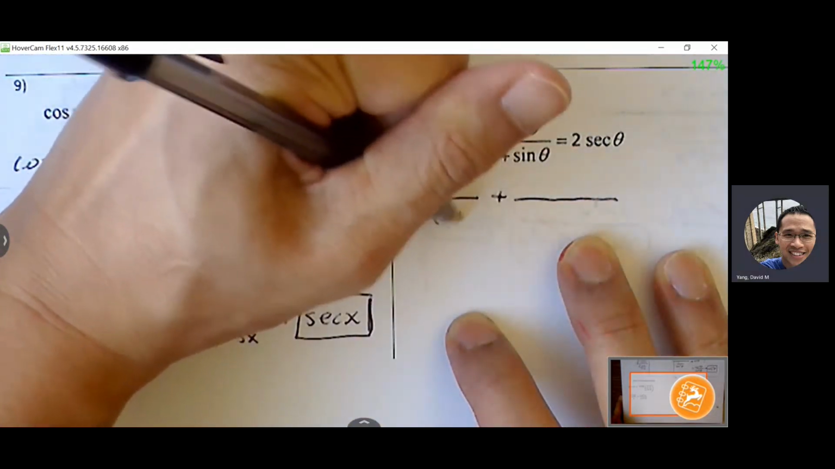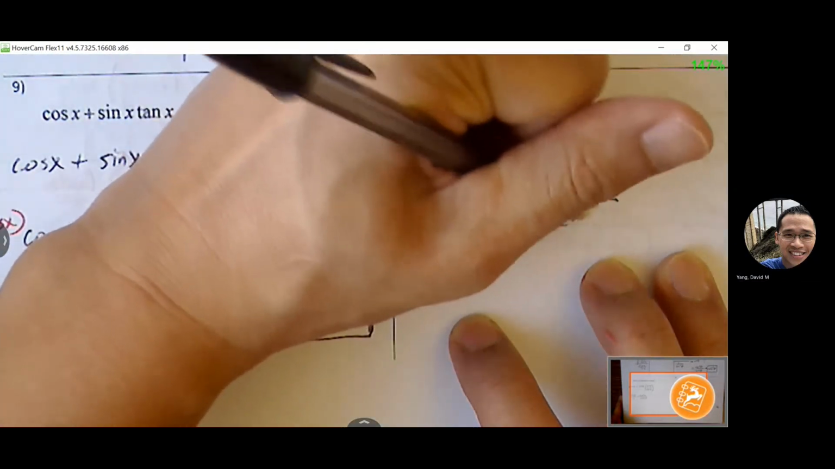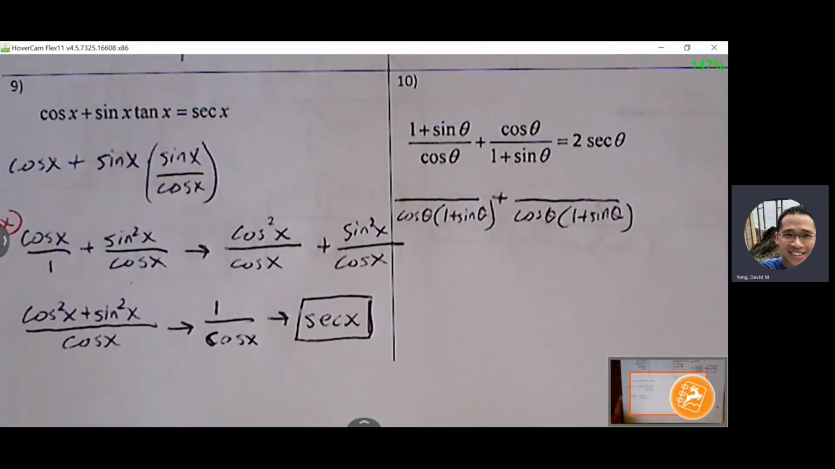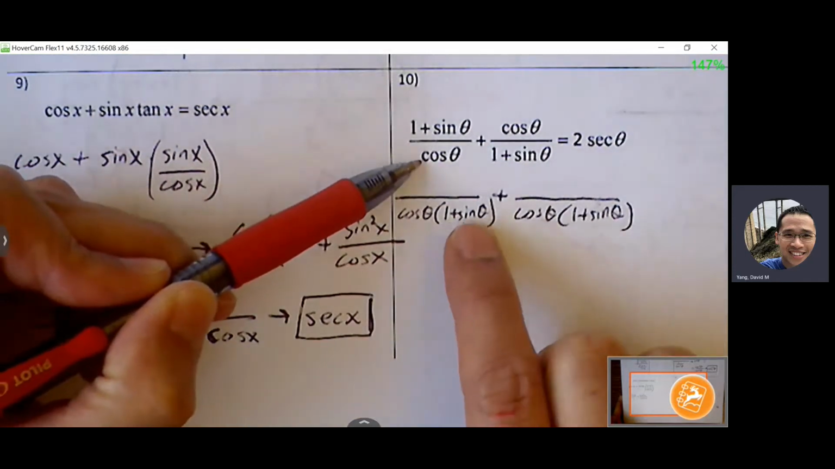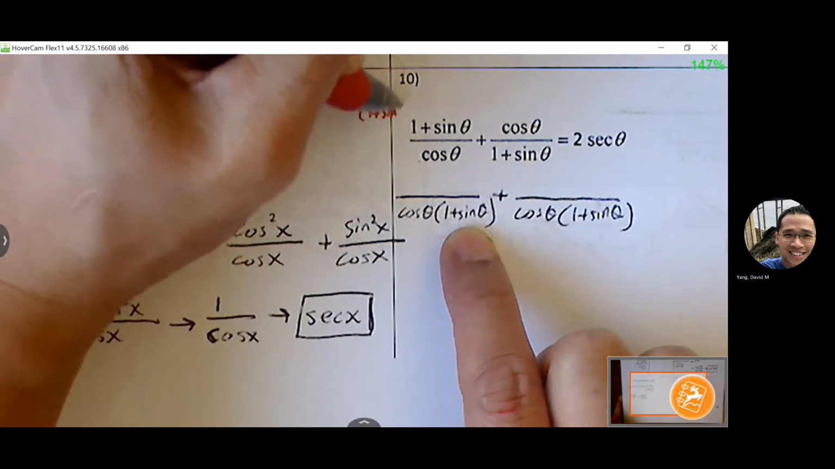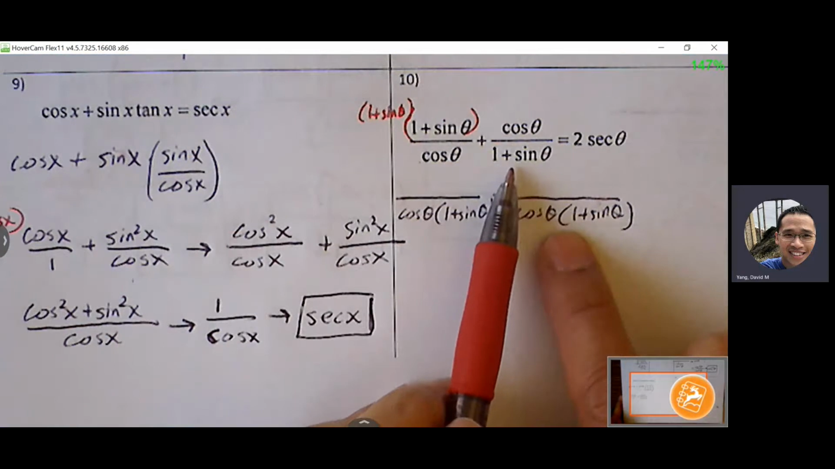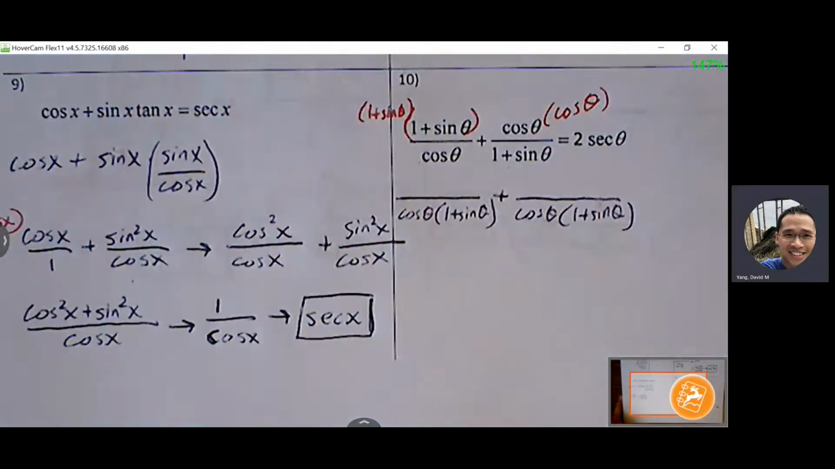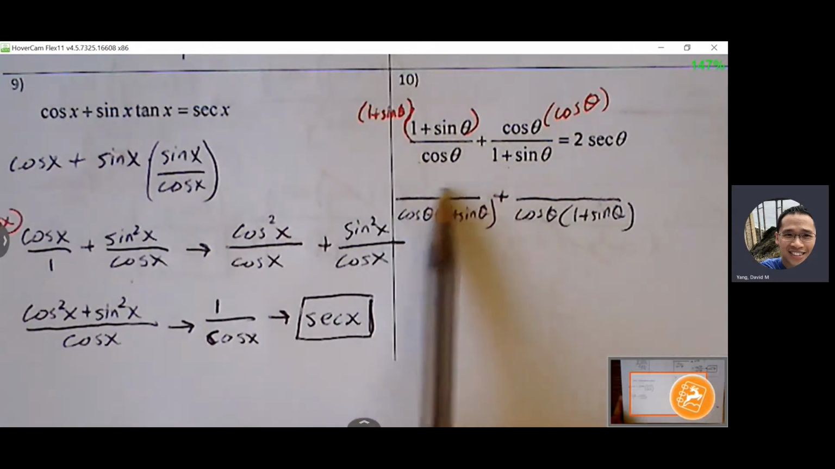Cosine and the 1 plus sine. Balance these fractions, see which denominator is missing what. First one is missing the 1 plus sine. And the second fraction is missing a cosine. One plus sine times 1 plus sine, we can FOIL that out.